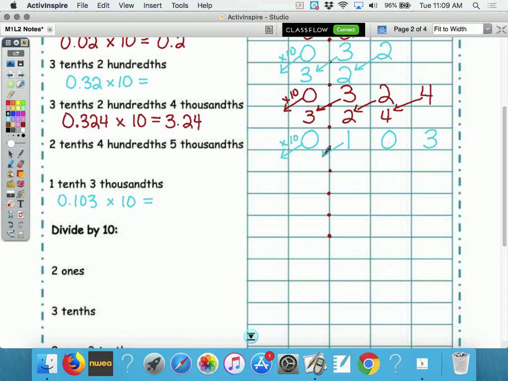But I already know I'm not writing the first 0, am I? Do I write the 0 in the middle? Yes. So my answer is 1.03. How do I say that, table 4? 1 and, very good, 1 and 3 hundredths, okay?